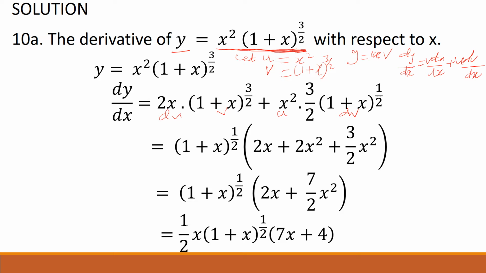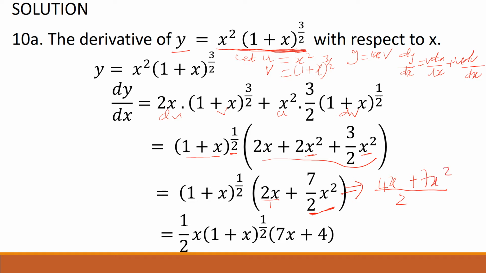Okay, so factor out the common term there, and that is (1 plus x) raised to power half. So the others are in the bracket here. We have the x squared term, which will simplify to 7 over 2 x squared. So we'll work out this bracket now. We'll find the LCM here. This is like over 1, so we have 2, and then this will give us 4x plus 7x squared.